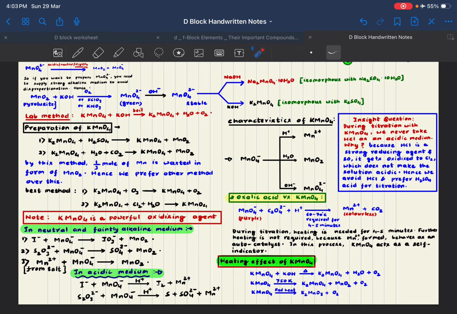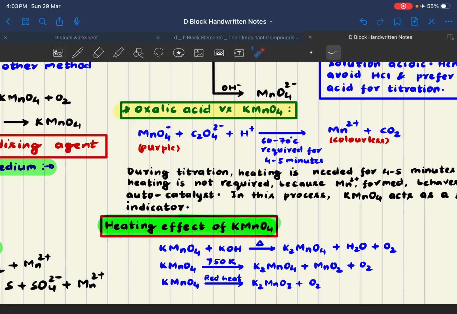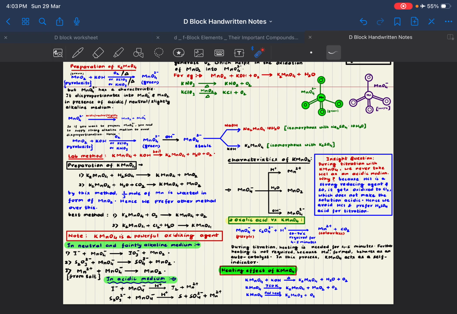So you can note this statement: during titration, heating is needed for 4-5 minutes. Further heating is not required because the manganese formed behaves as an autocatalyst. In this process, KMnO4 acts as a self indicator. That I have explained. The last topic of the KMnO4 part: KMnO4 in presence of KOH gives K2MnO4, manganate, water and oxygen, and I have given this reaction earlier. See here, this reaction.